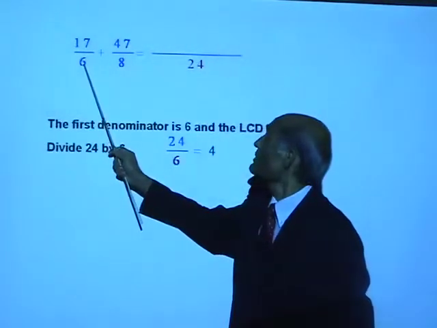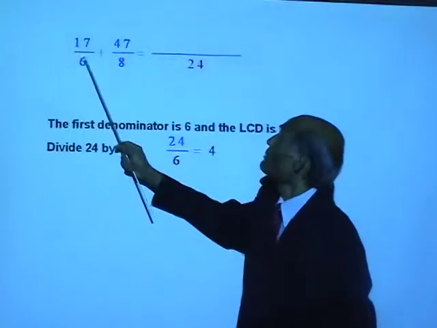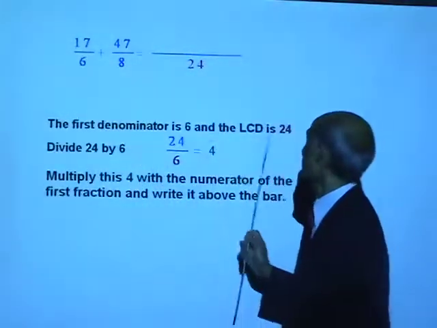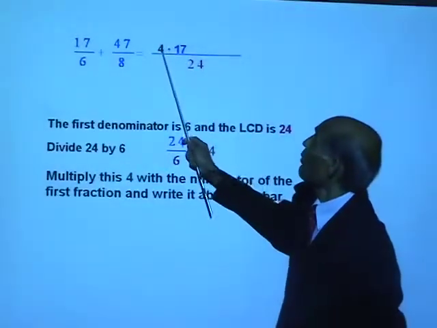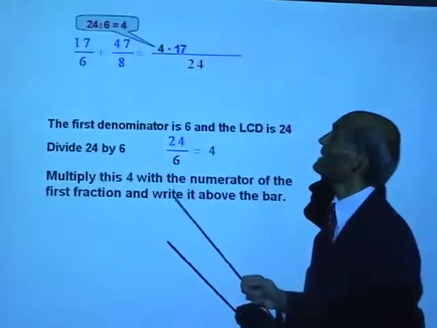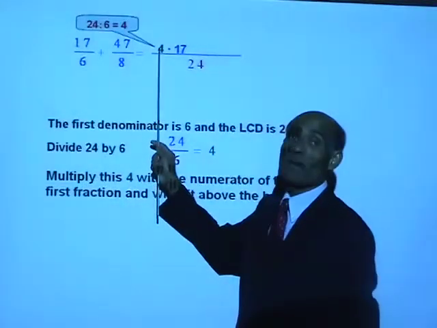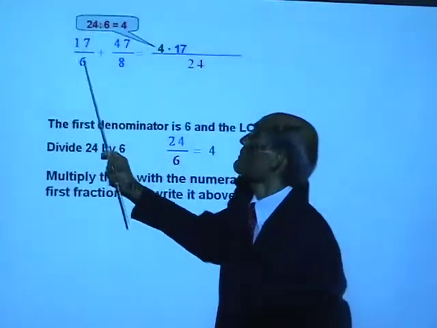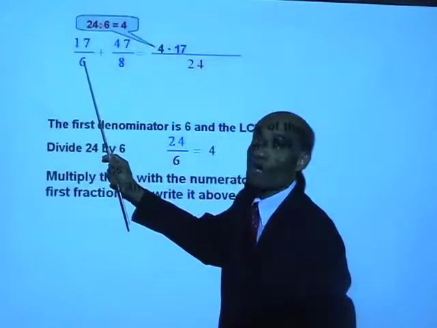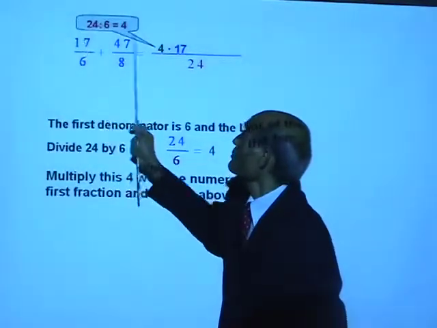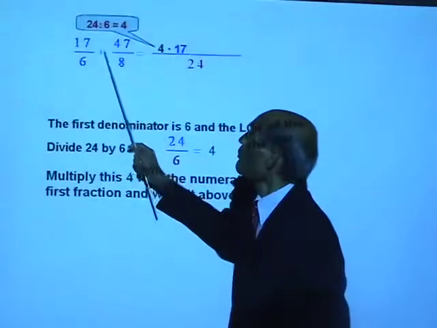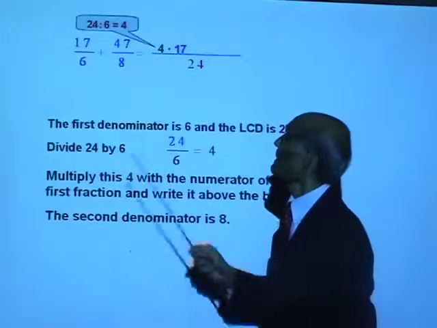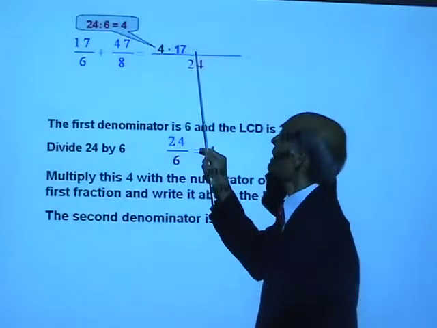What do you do with that 4? Multiply that with this numerator. So, write it here. 4 times 17. So, where did the 4 come from? The 4 is 24 divided by 6. That is the 4. And multiply that with 17. Follow that up with the positive sign. There, you've got to have a plus sign there.